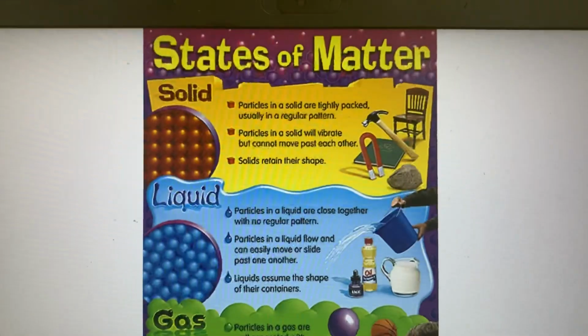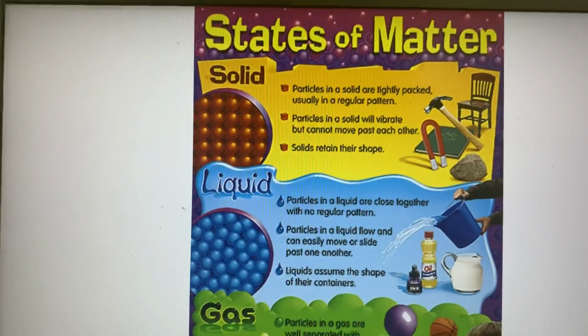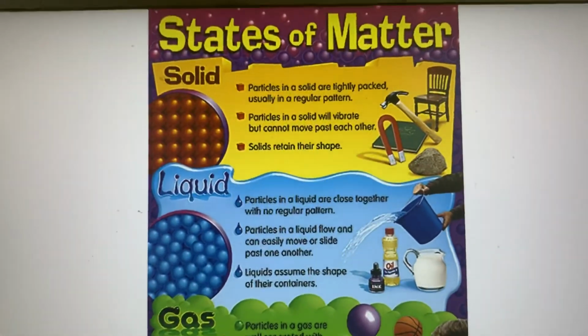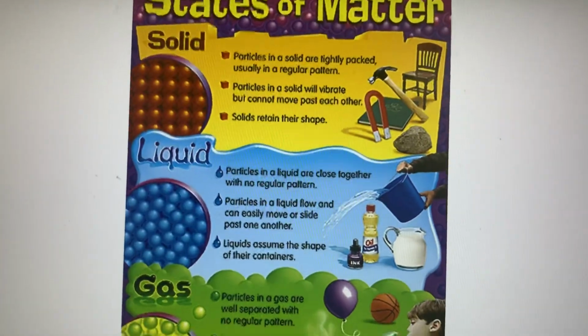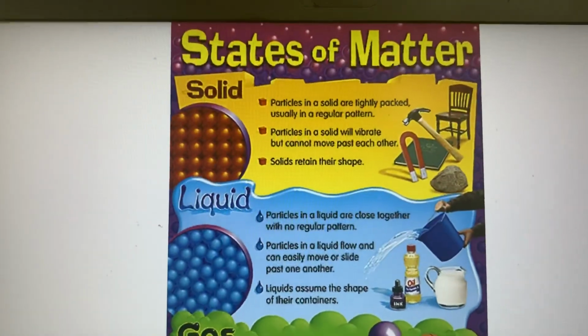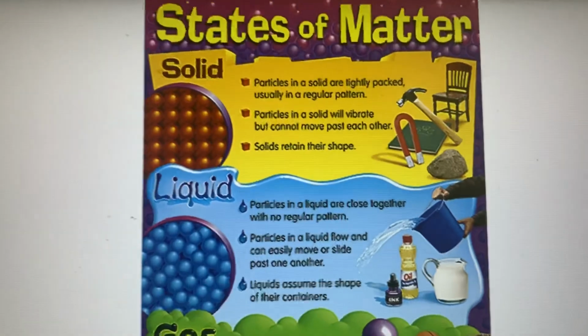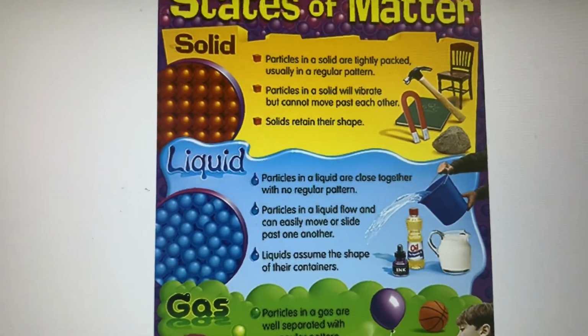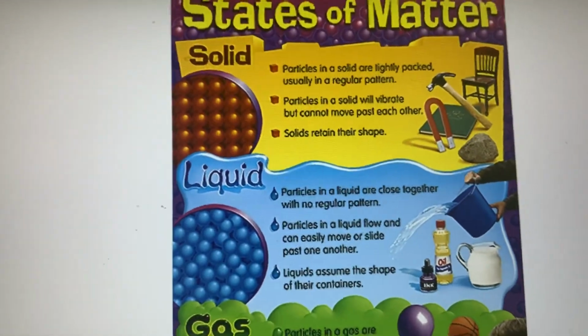Let's revise. What is a solid? Particles in a solid are tightly packed, usually in a regular pattern. Particles in a solid will vibrate but cannot move past each other. Solids retain their shape. That means it keeps its shape.